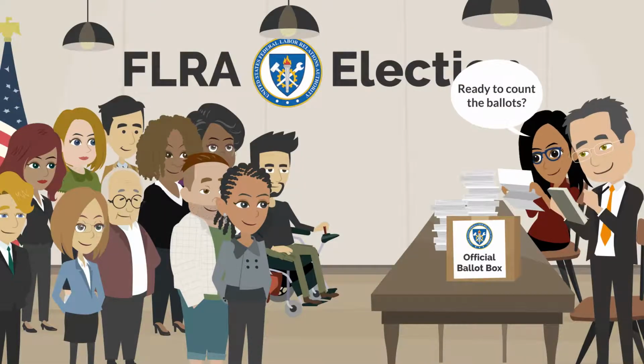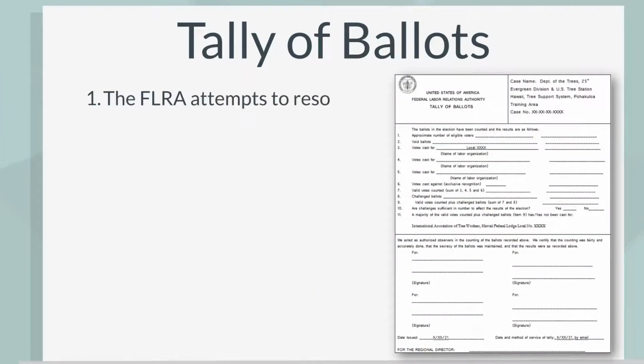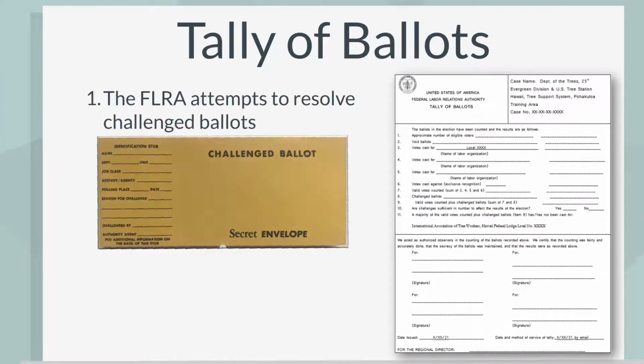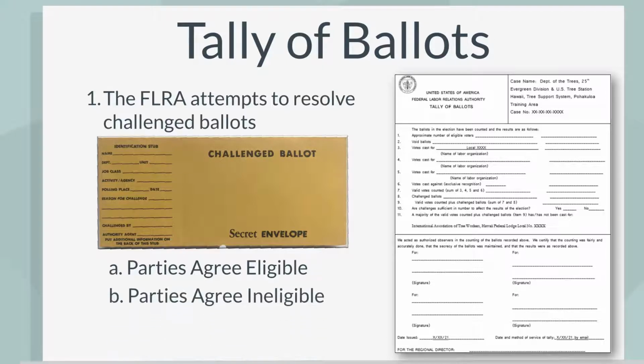After the polls close, the FLRA tallies the ballots. This is a public process and anyone can now enter the polling place to observe. First, the FLRA attempts to resolve any challenge ballots. If the parties agree the person is eligible, the ballot is removed from the challenge envelope and mixed in with the other ballots. If the parties agree the person is ineligible, the envelope is set aside and not opened. If the parties cannot agree, the ballot will also not be counted. The agent will mark the envelope as unresolved and place it in a separate envelope.